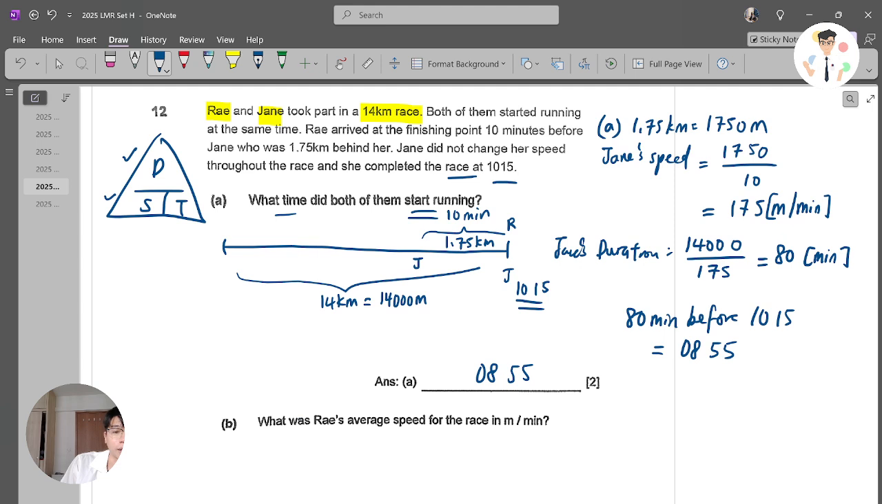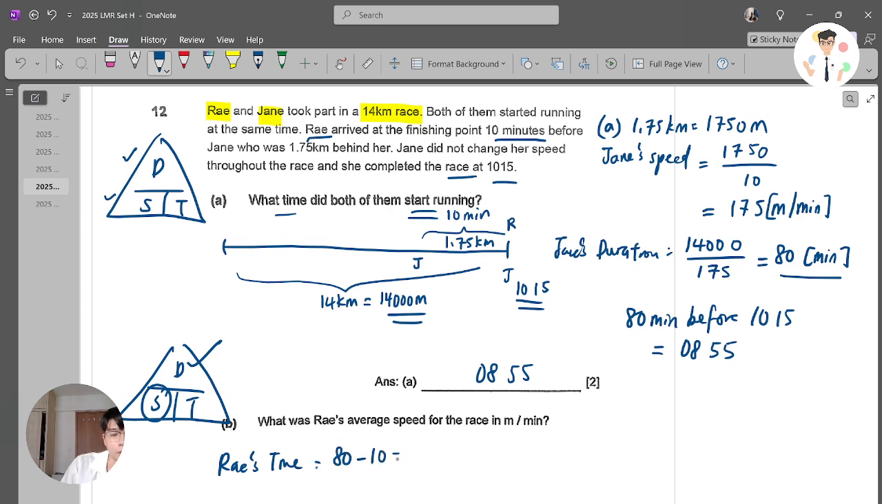So I think we kind of know, again, distance, speed, time, right? We are looking for speed, means we need to know the distance and time. Distance, we know is 14000. But what is time? Jane takes 80 minutes to travel. And don't forget, Ray finished 10 minutes before Jane. So it means that Ray's time or duration is actually 80 minus 10, right? Means 70 minutes. And the distance is 14000.